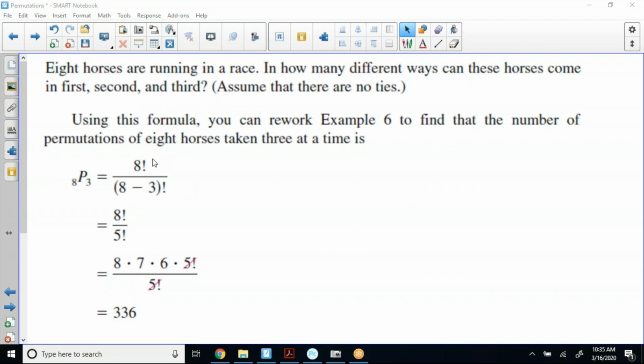If we look at what we just did with the 8 horses, we wanted how many different ways 8 horses can finish first, second, third. So the N would be 8, the R would be 3, right? 3 choices.